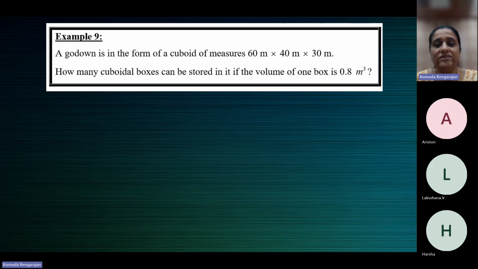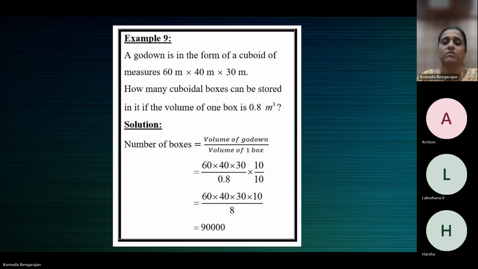Volume by volume. In this case, volume by volume will help us to find the number of cuboidal boxes that can be stored. Volume of the godown divided by the volume of each cuboidal box will help us find the number of boxes that can be stored in the godown. So number of boxes is equal to volume of the godown by volume of one box.